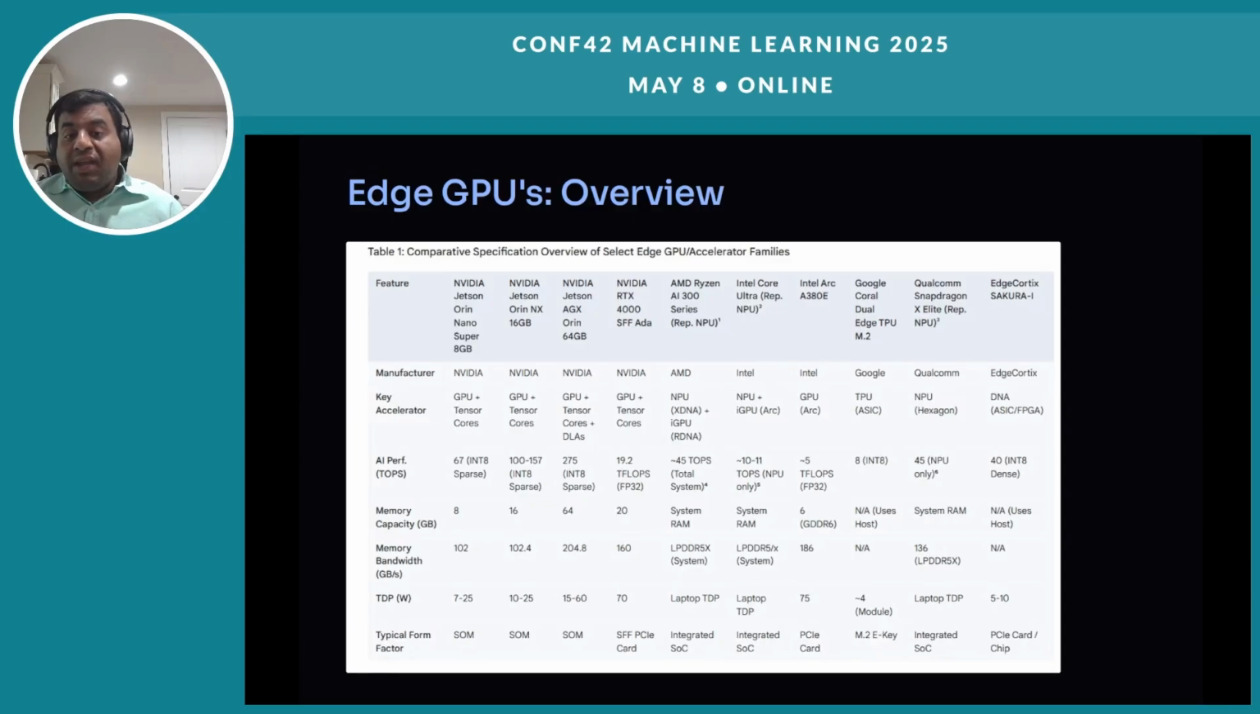The important takeaway here is the variation in AI performance, memory capacity and bandwidth, power consumption, and form factor. Choosing the right hardware depends heavily on specific application needs regarding performance, power budget, and physical size. This plays a critical role in the process of developing these models.